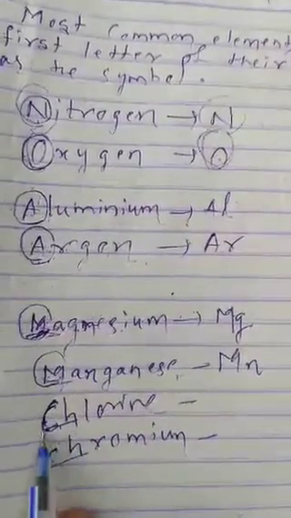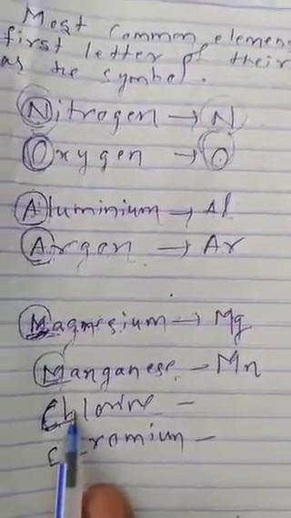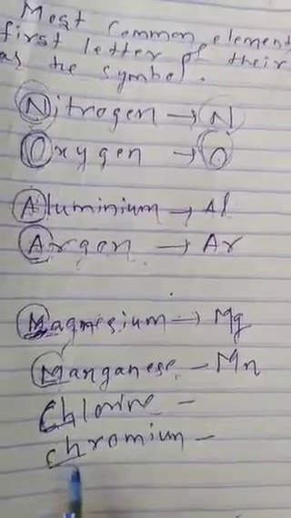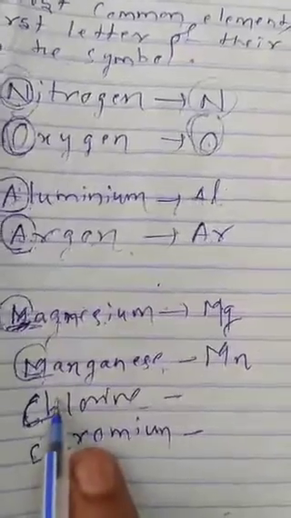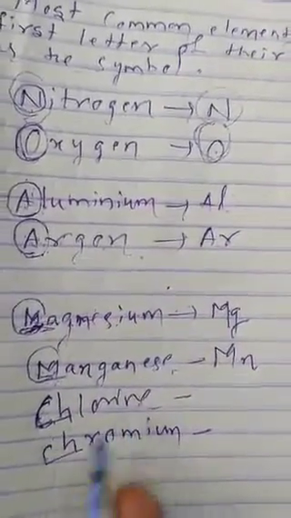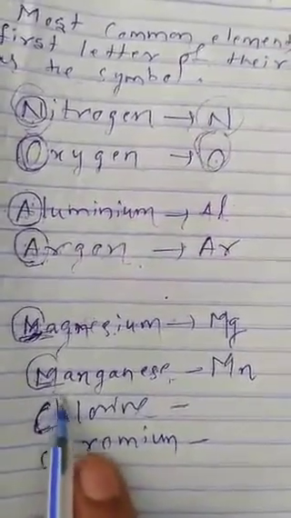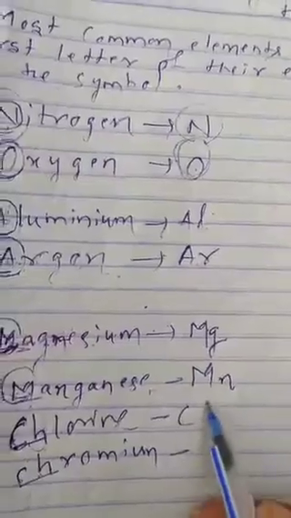For chlorine, C is the first letter, H is the first consonant. Here also they are the same, the first letter is C and the consonant H is common. So what we are doing now, for chlorine, next to H the next consonant is L. So we are using Cl. Cl is the symbol for chlorine.